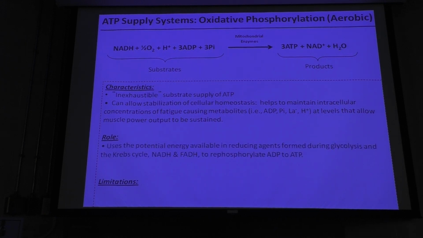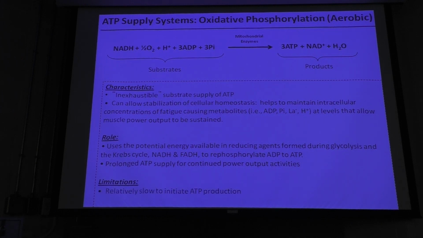So, the role of oxidative phosphorylation is that it uses the potential energy available from the reducing equivalents NADH and FADH formed in glycolysis and the Krebs cycle, ultimately to rephosphorylate ADP to ATP. So to recombine ADP and Pi to create ATP, which in turn is used for muscular contraction. And it really provides prolonged ATP supply for continued power output activities. So things like marathons, long-term swimming, things that are of relatively less intense exercise but of longer duration.